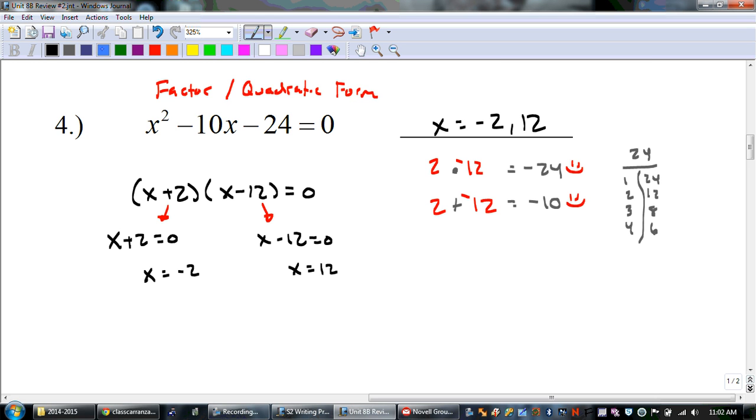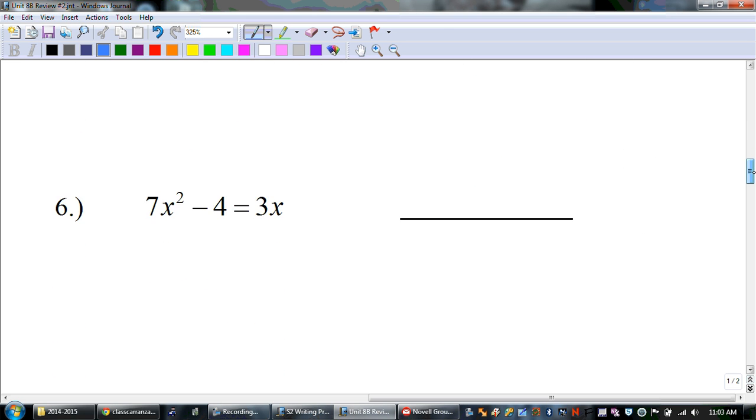Now, if you wanted to do the quadratic formula, a would be equal to 1, b would be equal to negative 10, and c would equal negative 24. And you should get the same answer. If you didn't, you did something wrong with the formula.